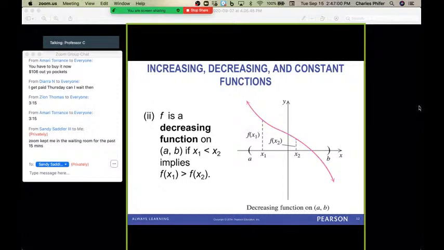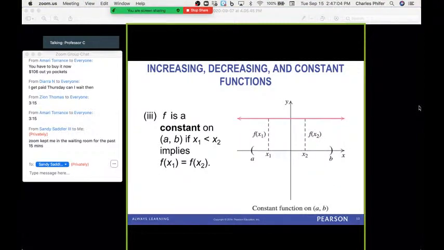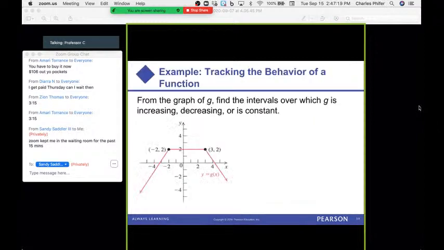And then we say a function is constant whenever x1 is less than x2 on an open interval AB. This implies that f of x1 equals f of x2. The simple explanation: as we trace the graph left to right, it stays constant or flat. Right? It has a slope of 0. So we call that a constant function.